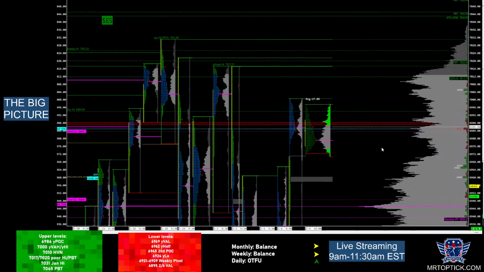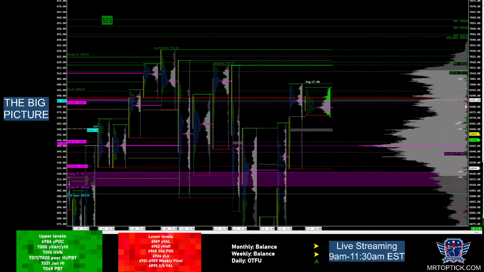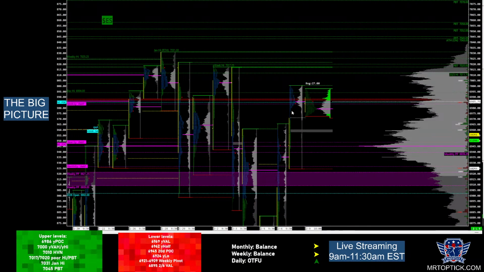So yesterday we had a spike up and a P-shaped profile, right? We broke through the couple of resistance areas that I mentioned in the morning, and now we tested 7,000, then we couldn't get any higher, so we have this P-shaped profile with a spike.